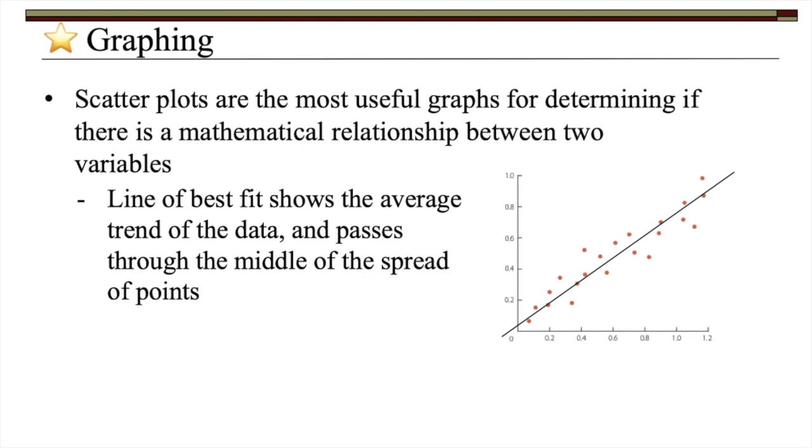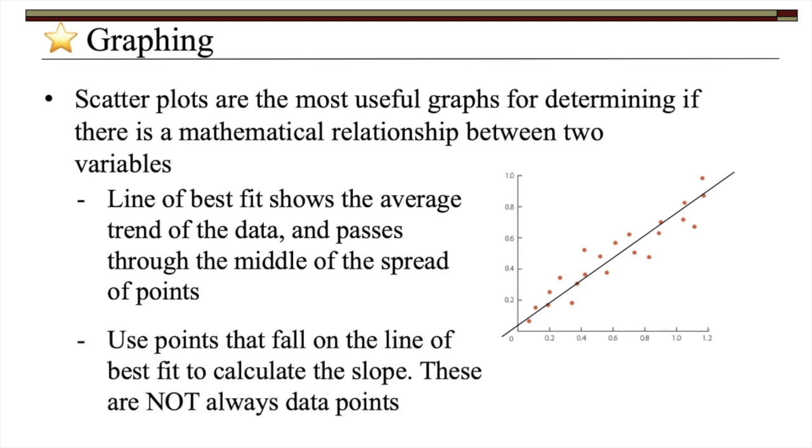If it's a linear trend line, you're going to be asked to find the slope and write an equation for the line. The important thing to note, when you are finding the slope of your line of best fit, you need to use points that fall exactly on the line. These are not always data points. So you need to look for the intersections on the graph paper that the line of best fit intersects, not necessarily what data points it goes through. And you should never make or force your trend line to pass through data points, because it will skew your slope.